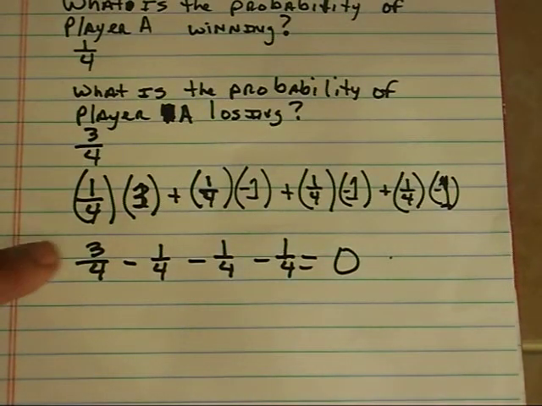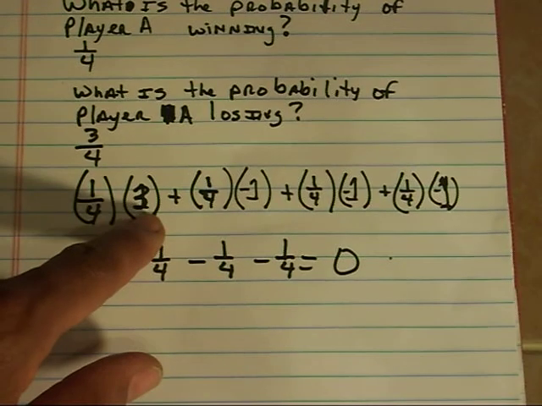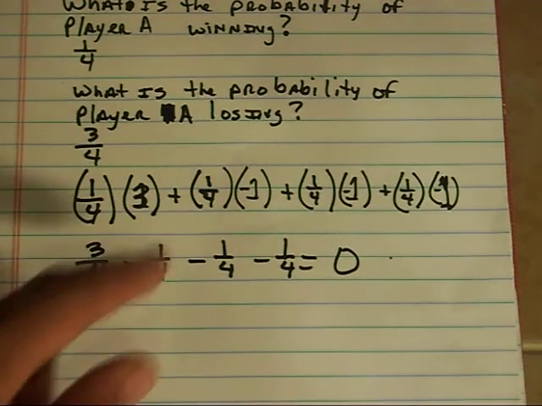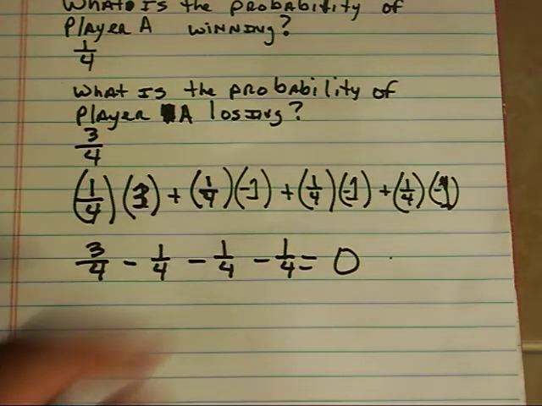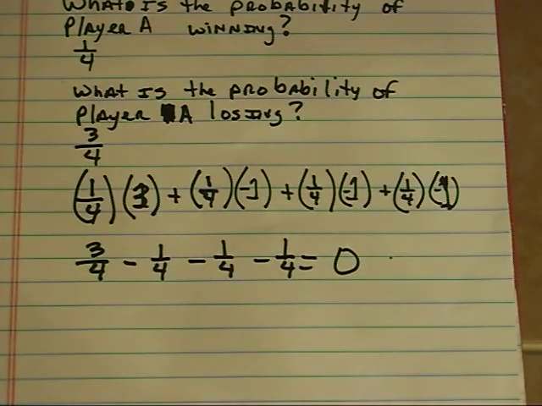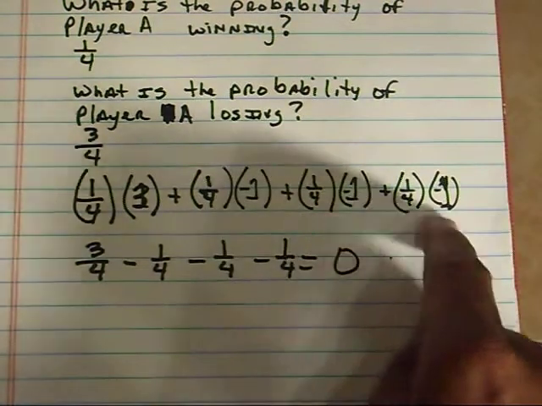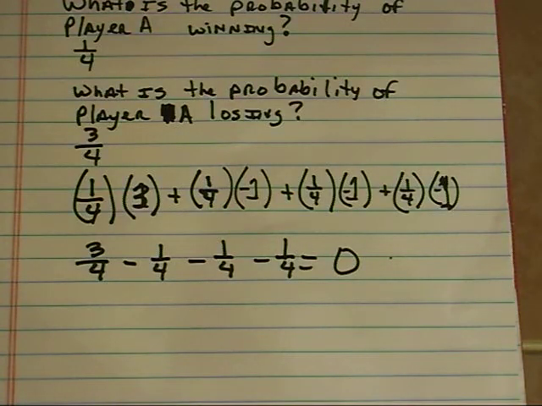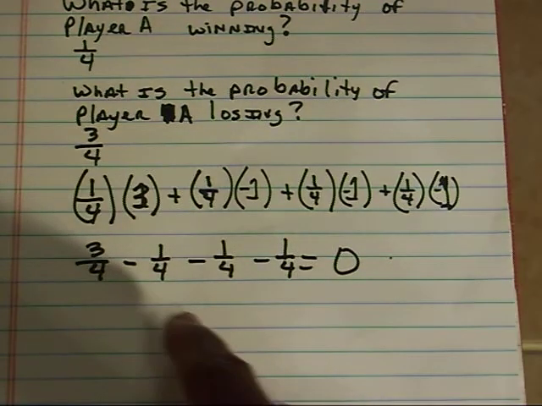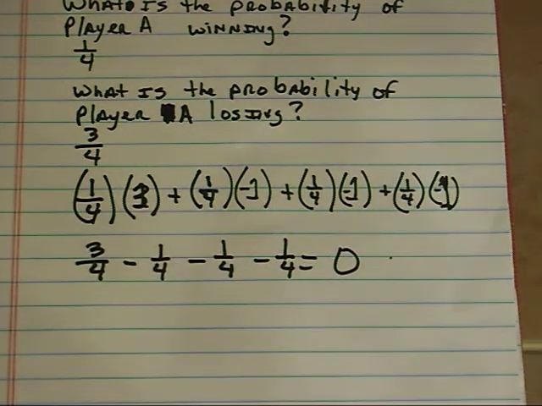You take the probability of winning, which is 1/4, times 3 points, plus the probability of losing in that first situation, so 1/4 times -1. But remember, player A had the opportunity of losing 3 times, so I set it up 1, 2, and 3 times. After that we just do the math. 1/4 times 3 gives you 3/4, and 1/4 times -1 gives you -1/4, -1/4, -1/4. You add them all together and that gives you 0. So the expected value for player A is going to be 0.